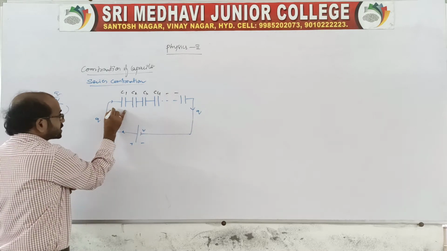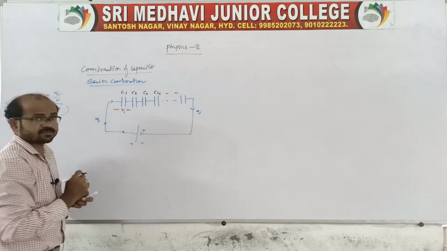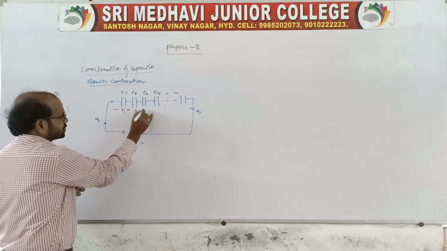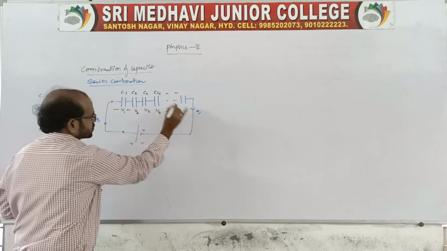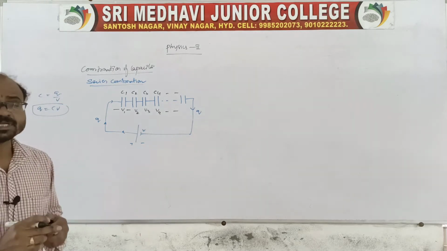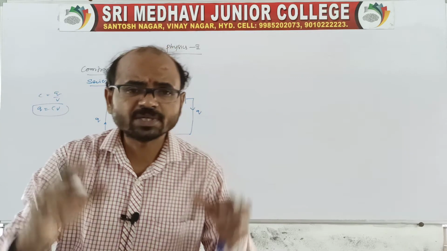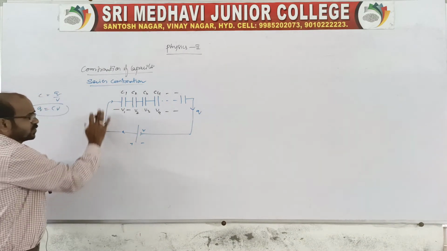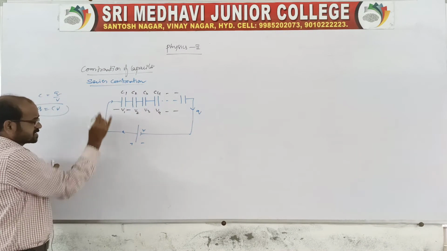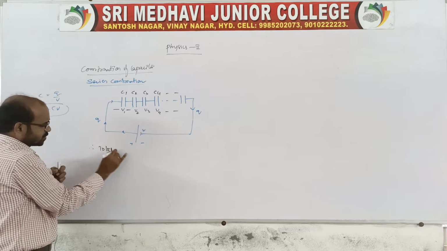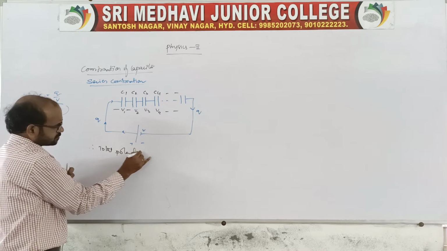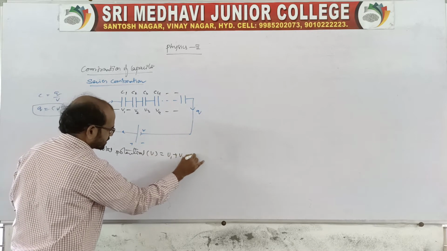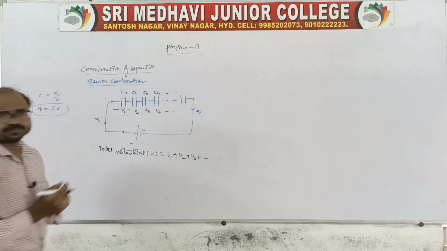Sir, what will happen to the potential difference? Of course, the potential difference also varies, because for each capacitor there will be a potential difference: V2, V3, V4 and so on. It depends on how many we have connected. Here it is the series combination, so the total potential in case of series combination we can take like this: total potential V is equal to the sum of all individual potentials.